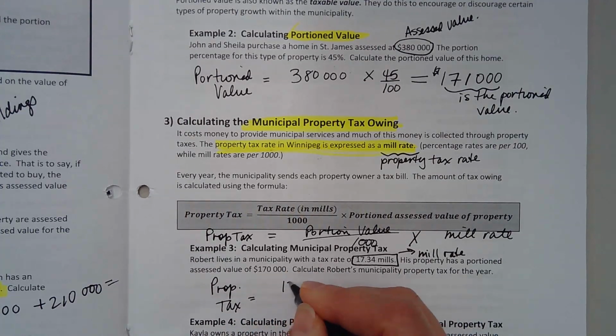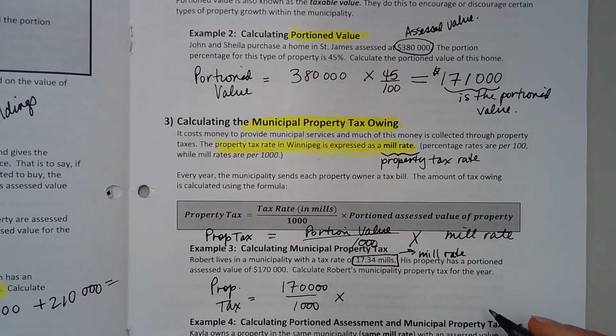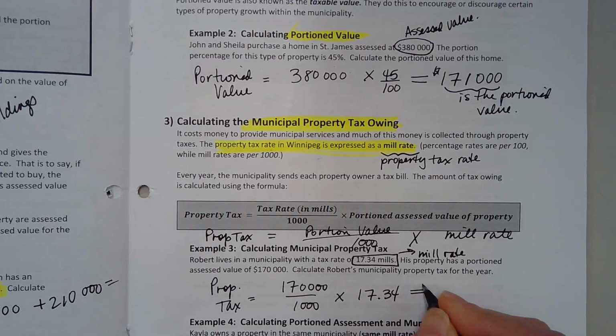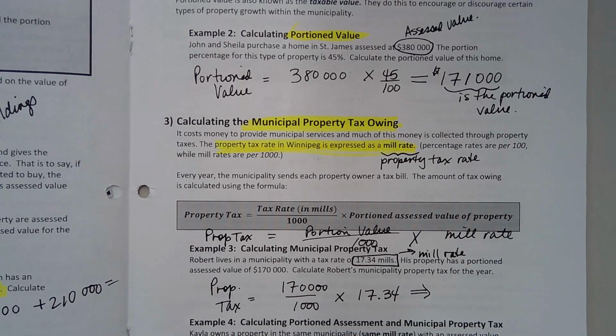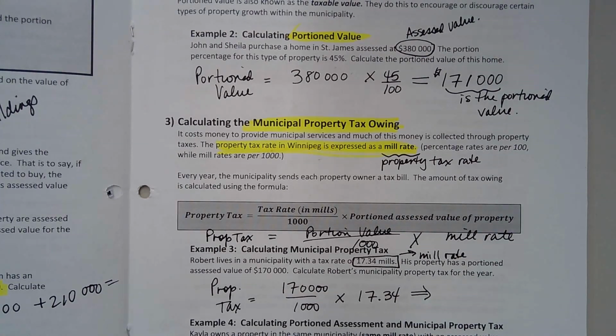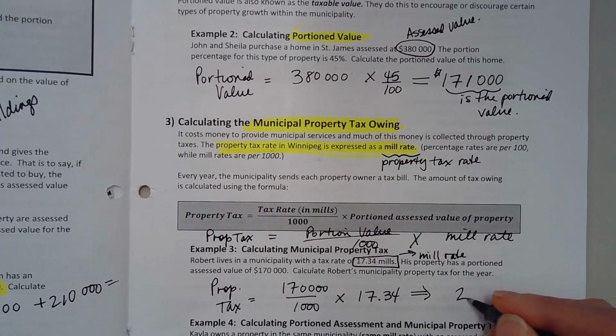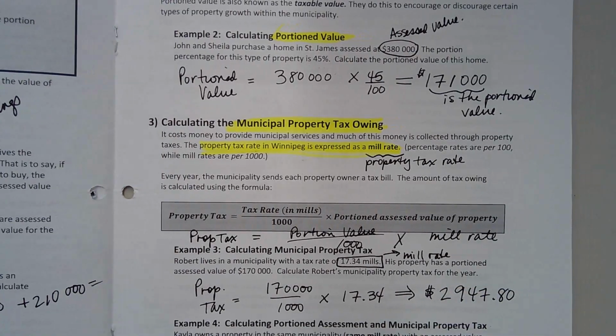I always take the money divided by 1,000 times whatever rate. I remember what we were using for mortgages, it was called the amortization rate. This time it's the mill rate. Yep. I just like keeping things consistent. Okay, so I have 170,000 divided by 1,000. So what do you guys get? 2,947? Yep. So this is what he pays for property tax.